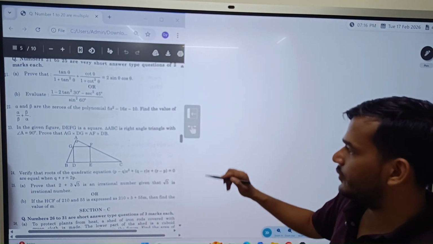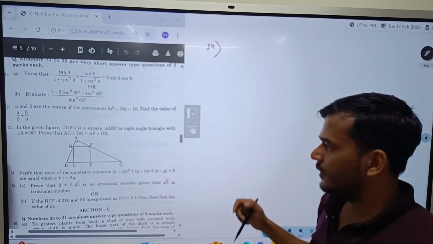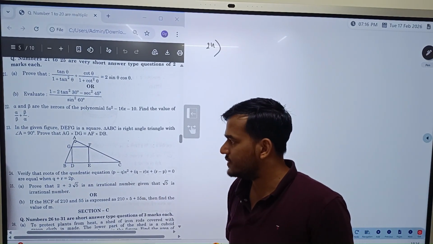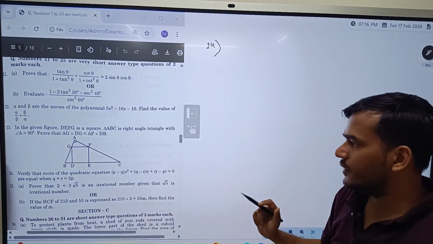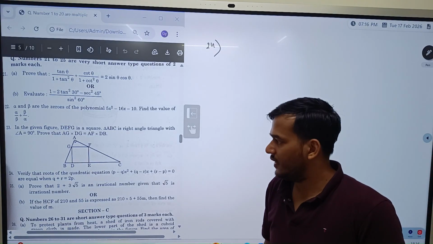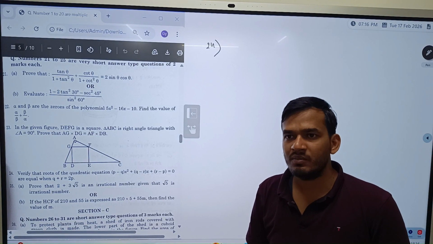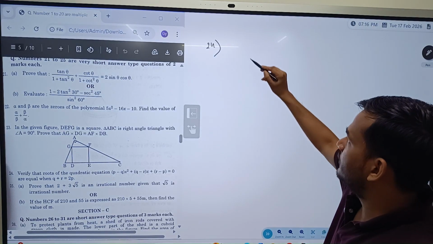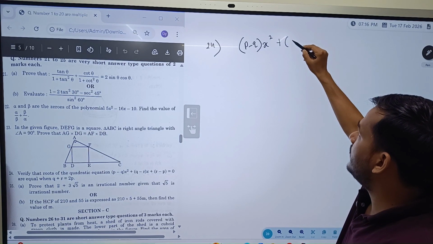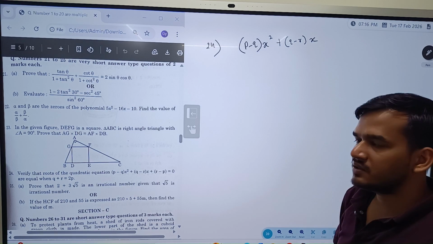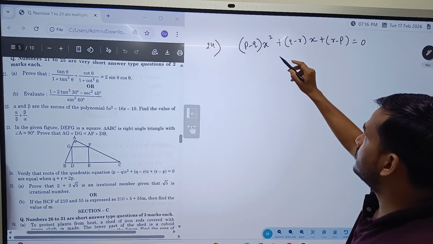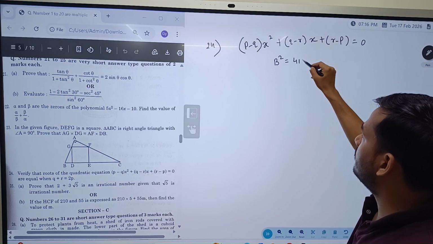Now moving to question number 24. In this we have to verify that if the roots are equal, Q plus R equals 2P. So this is a quadratic equation in which roots are equal. And we know that if the roots of a quadratic equation are equal, then B square equals 4AC. So this quadratic equation is P minus Q into X square plus Q minus R into X plus R minus P is equal to 0. So roots are equal, therefore B square equals 4AC.